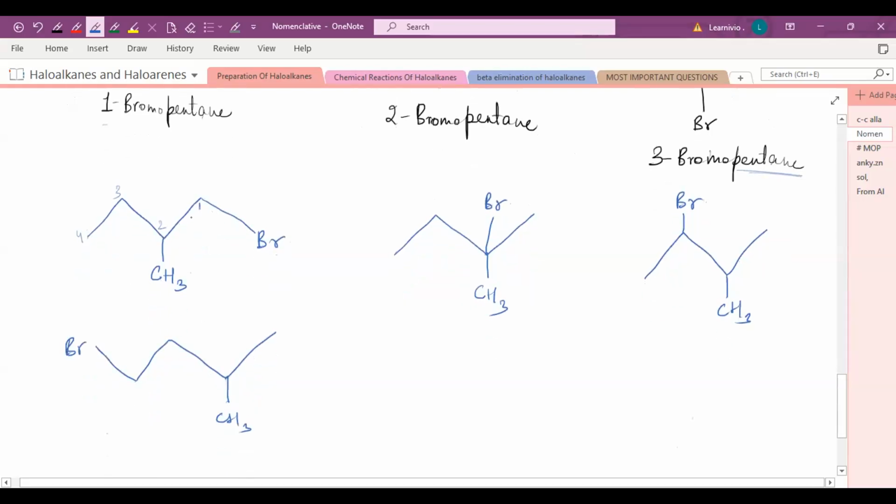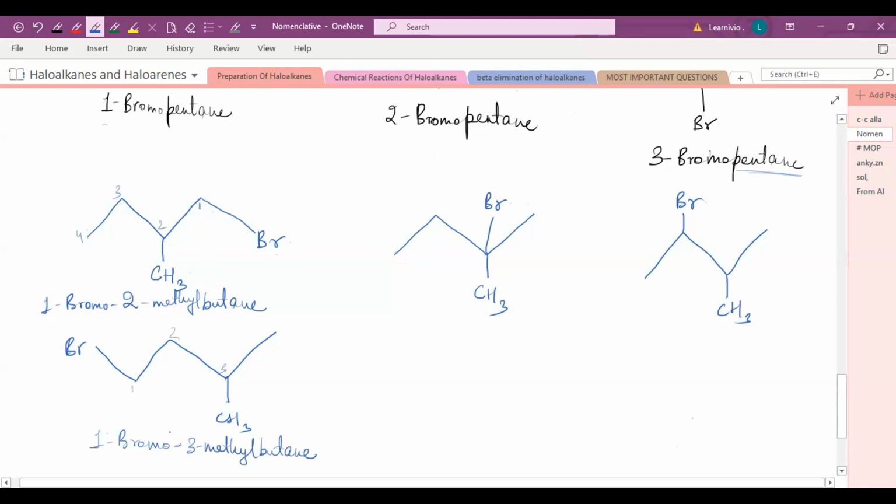Okay, if you write down the name of the first, see this one. What will be the name of this? It's 1-bromo-2-methylbutane. Okay, and this one, try to name this. One bromo, 2 and 3, right? One, two, three methyl butane.